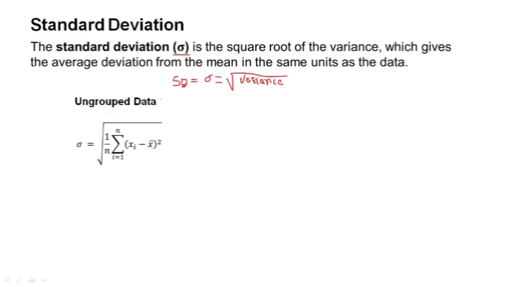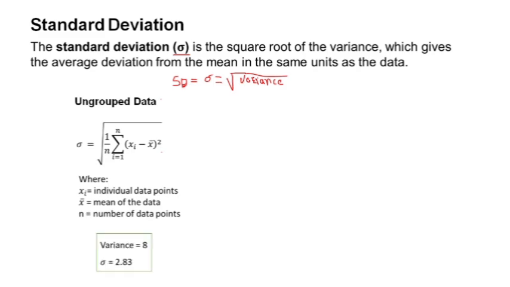So for the ungrouped data, the standard deviation equals the square root of 1 by n summation of i equal to 1 to n, xi minus x bar bracket square. So first you have to find out the variance, and you take the square root of the variance, you will get the standard deviation. As we know, continuing the previous example, we have calculated the variance 8. So you just have to take the square root of this variance, and you will get the standard deviation.